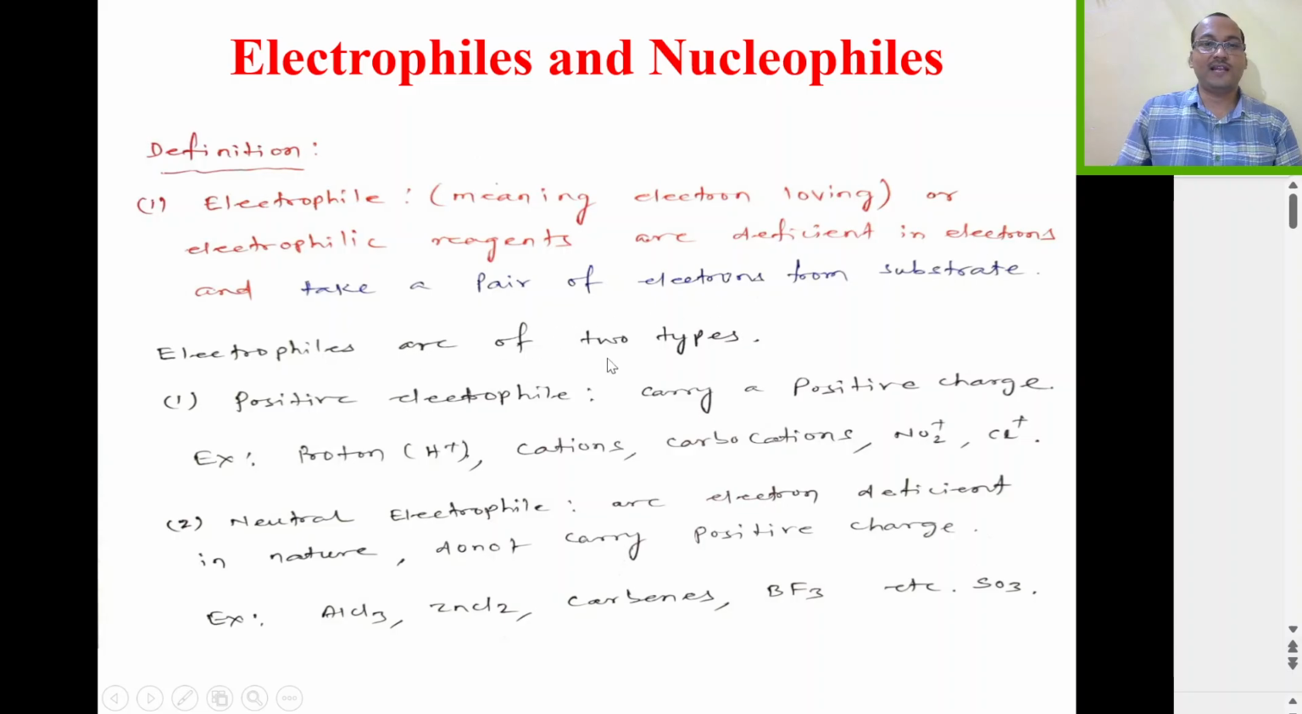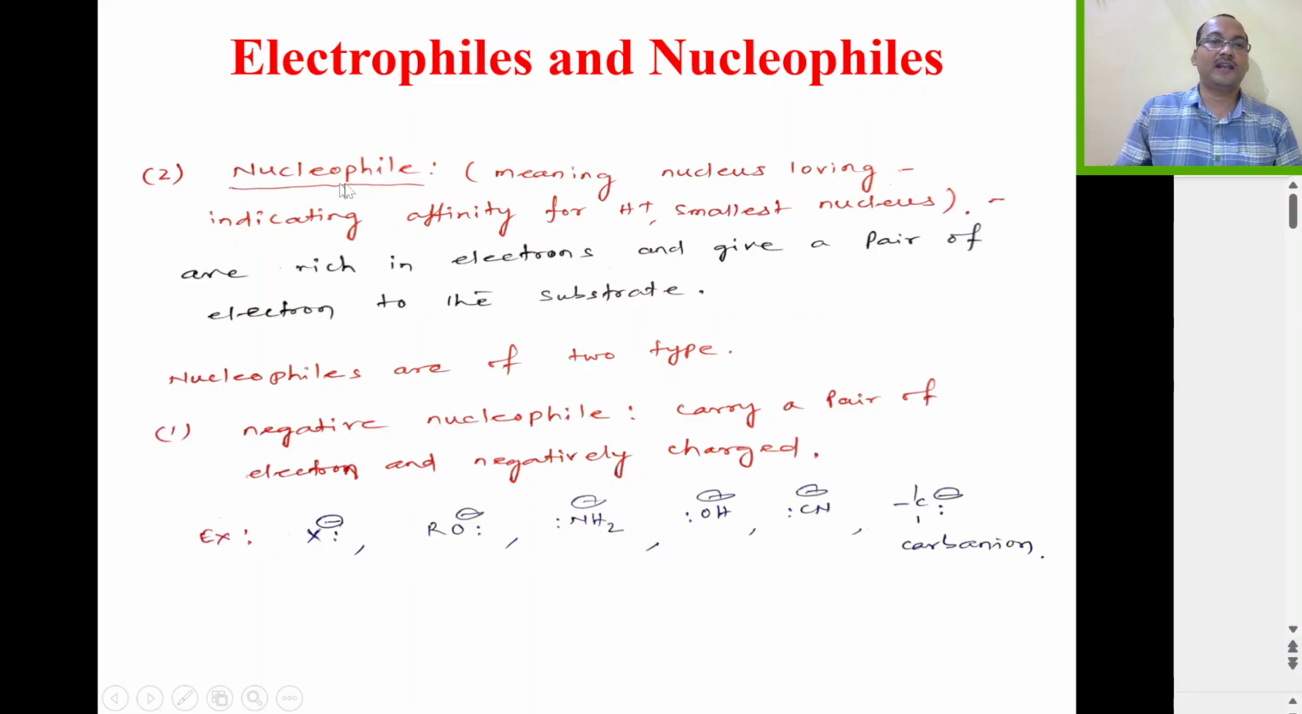And again, electrophiles are of two types. First is positive electrophile. So it carries a positive charge. So for example, proton H plus, all cations, carbocations, NO2 plus, Cl plus, etc. Similarly, there are also neutral electrophiles. These are also electron deficient in nature and do not carry a positive charge. For example, AlCl3, aluminum trichloride, ZnCl2, carbenes, boron trifluoride, SO3, sulfur trioxide. So these are neutral electrophiles.